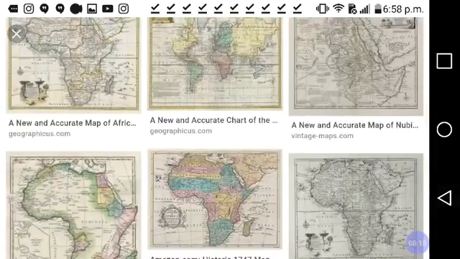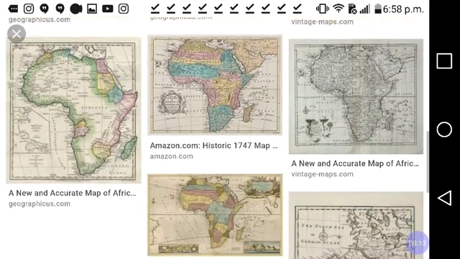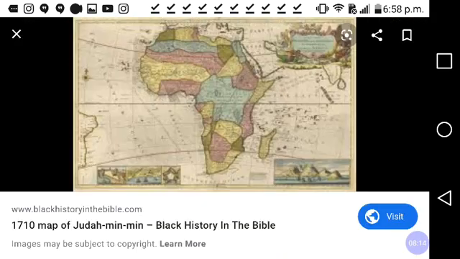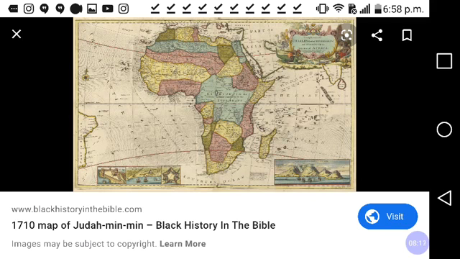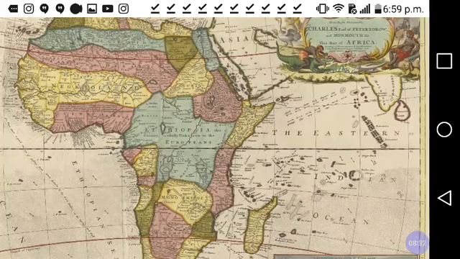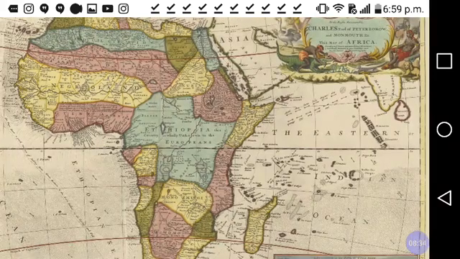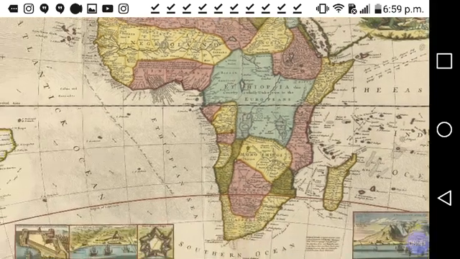Let's backtrack right here. And it's this map right here, 1710. Now this is a very, very interesting map. Map of Judah Min, Black history in the Bible. Very good that this is linked with Black history in the Bible, because it's a very important map. It's 1710. Let's zoom in to this particular 1710 map. We did a vid where we highlighted this particular map and gave great emphasis to it.